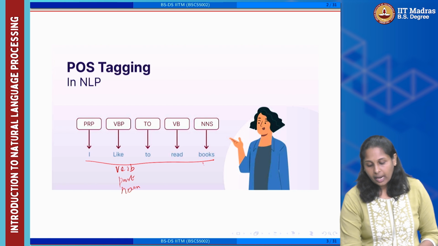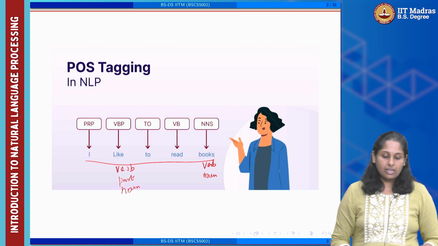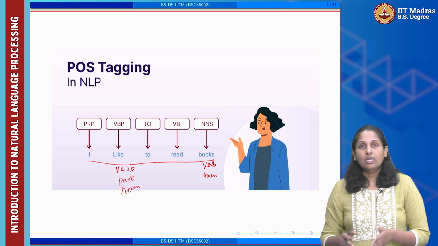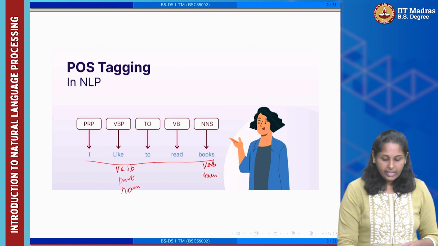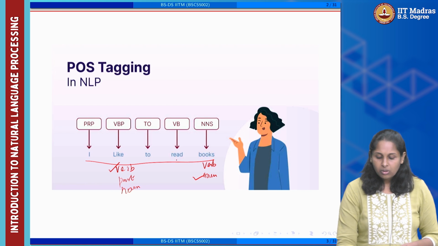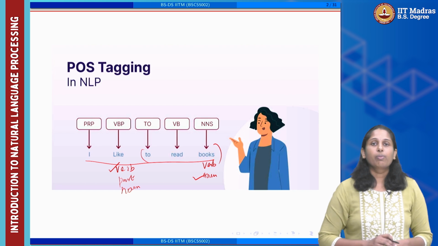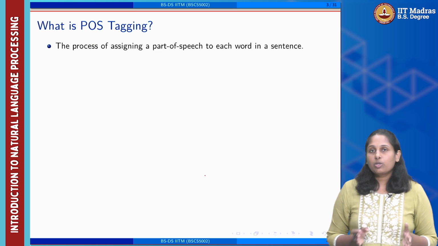So, it can have multiple functions. Similarly, "books" can be a verb or it can be a noun, but given a context like "I like to read books", we have to select only one category. So, here "like" is a verb, and then "books" will be a noun, because it is followed by an infinitive verbal clause. Now, what is POS tagging?